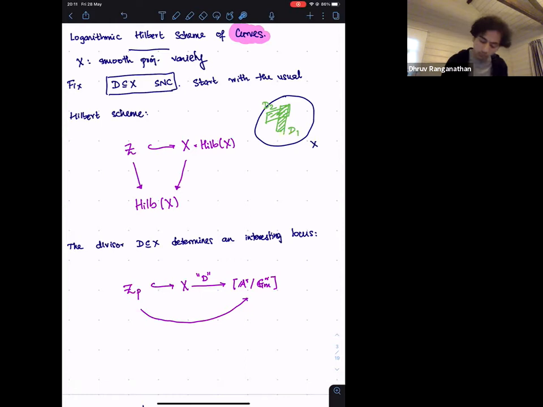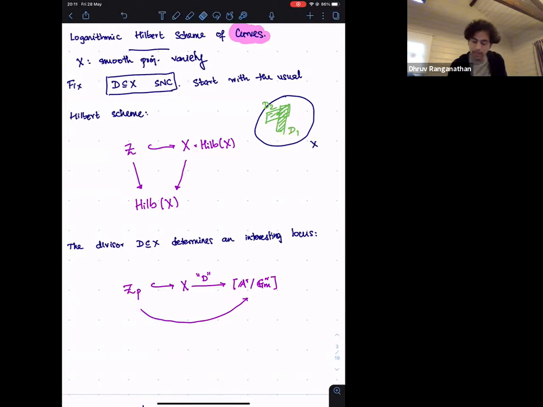So I want to probe, given this choice of SNC divisor D, how does the Hilbert scheme interact with that? A priori, there's no relation whatsoever. The Hilbert scheme is constructed without reference to D. But something interesting happens: this divisor determines an interesting locus inside the Hilbert scheme of curves.